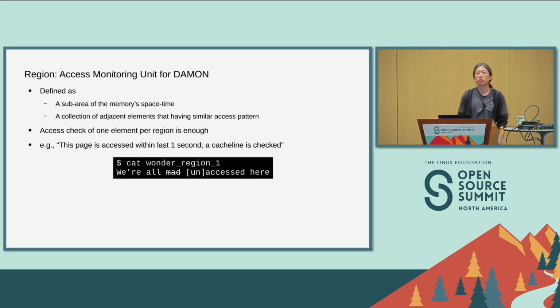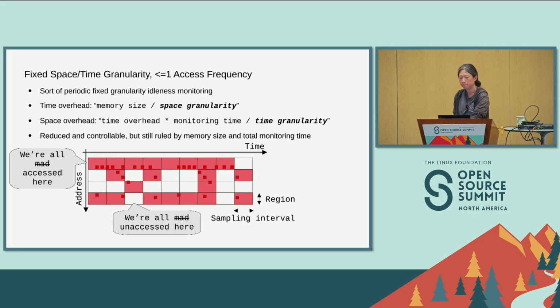For this, we introduced a new concept called region. It is defined as a sub-area of the memory space and time. It is a collection of adjacent elements in the area having similar access pattern or access frequency. By this definition, we don't need to check every bit access in the same region, because every element of one region has the same access pattern. Therefore we can do an access check of only one element per region, and then say that all the elements in the region were accessed or not.